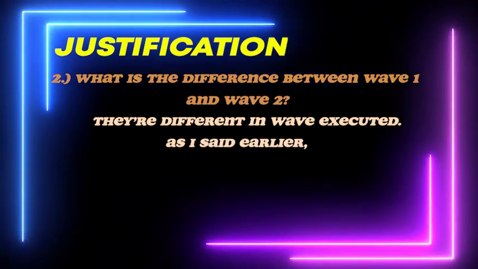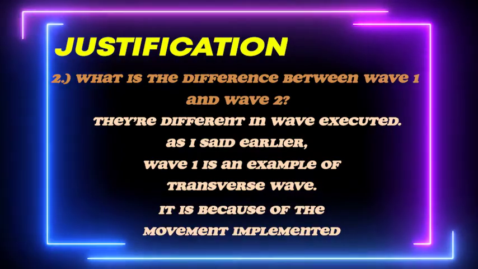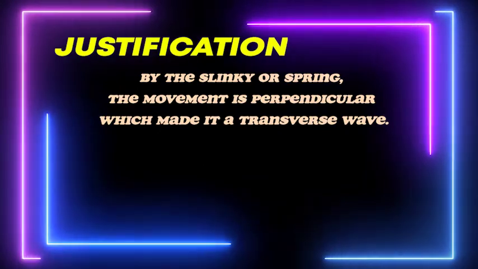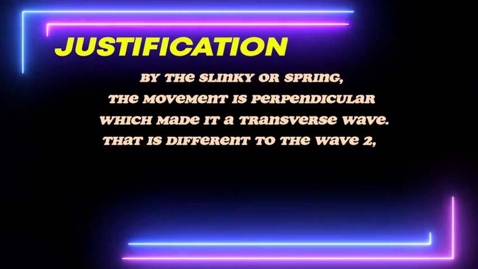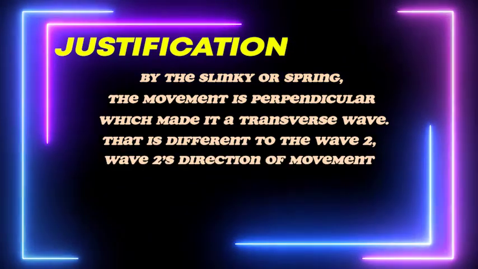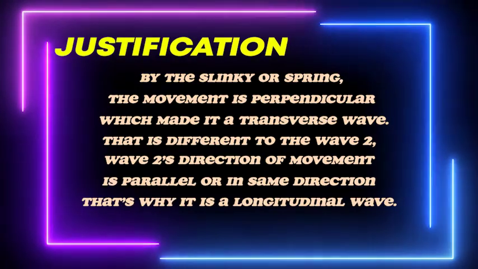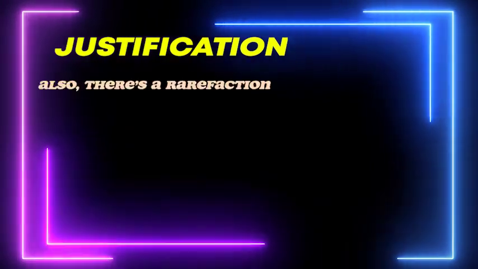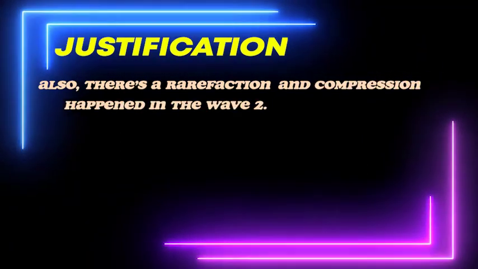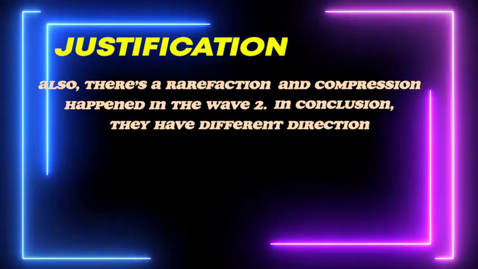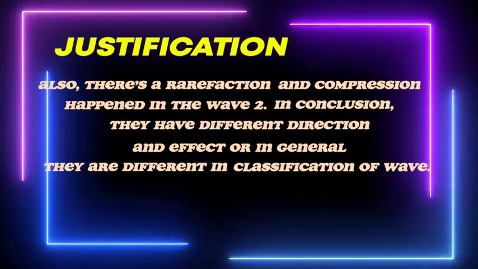As I said earlier, wave number 1 is an example of transverse wave. It is because of the movement implemented by the slinky or spring. The movement is perpendicular, which made it a transverse wave. That is different to wave number 2. Wave number 2's direction of movement is parallel, or in the same direction. That's why it is a longitudinal wave. Also, there's a rarefaction and compression that happened in wave number 2. In conclusion, they have different direction or effect, or in general, they are different in classification of wave.